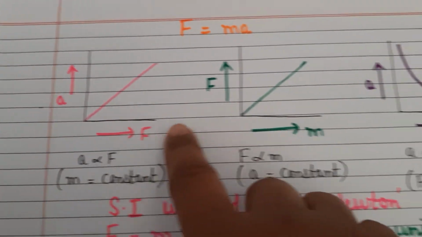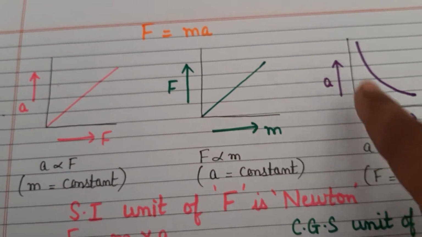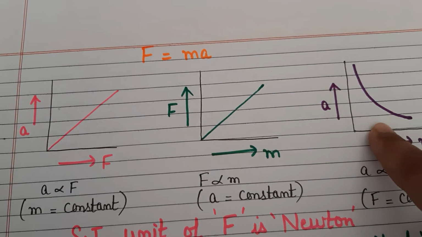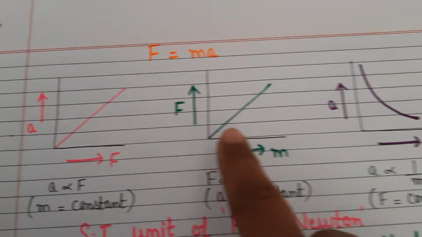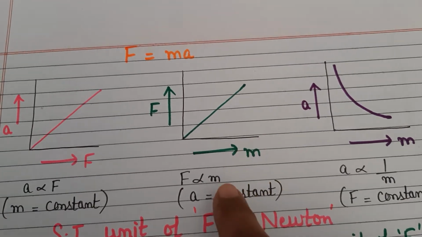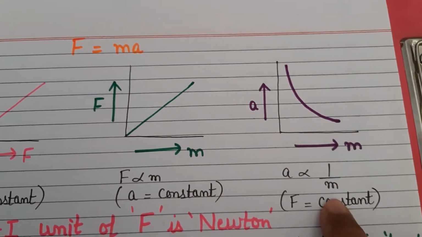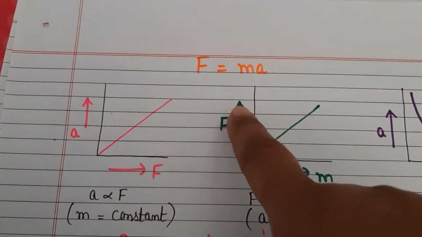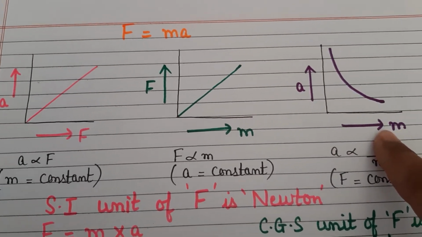So, please, these graphs could be asked for plotting, or the graphs could be asked for explaining, or the conditions for these graphs could be asked. Here, what is the condition? Mass remains constant. What is the condition in the second one? Acceleration remains constant. What is the condition in the third one? Force remains constant. And what is the interrelation? Directly proportional, and inversely proportional. Okay, children?